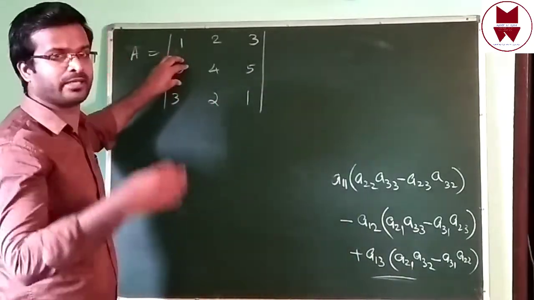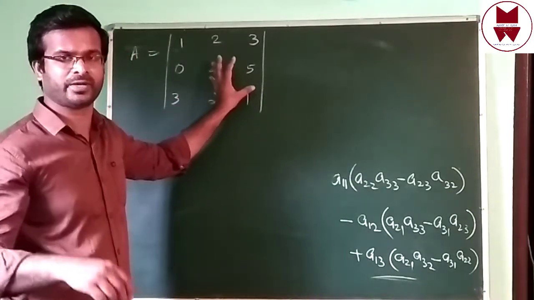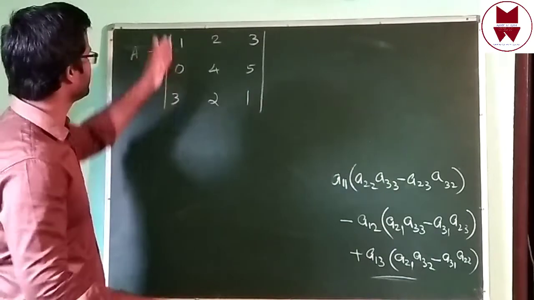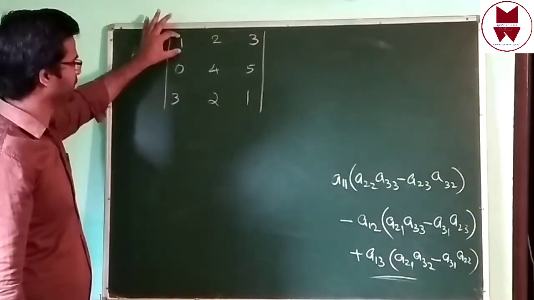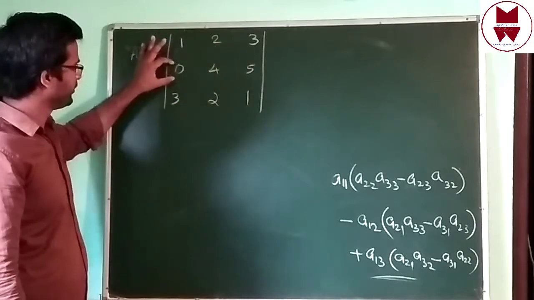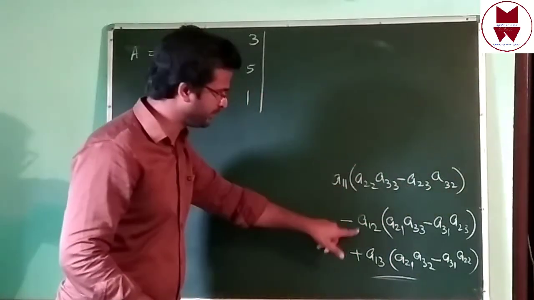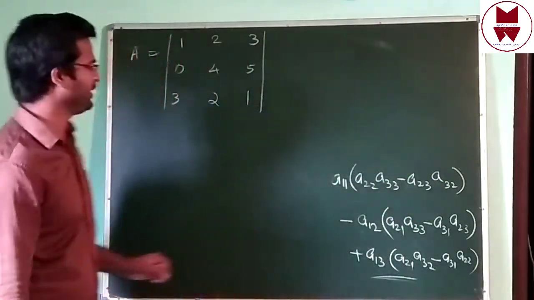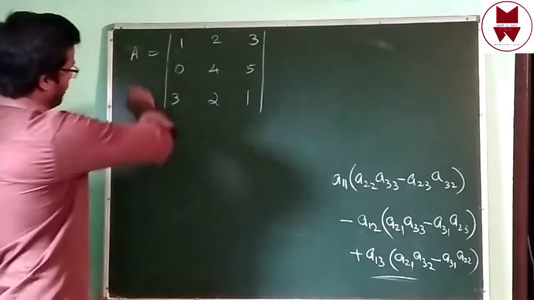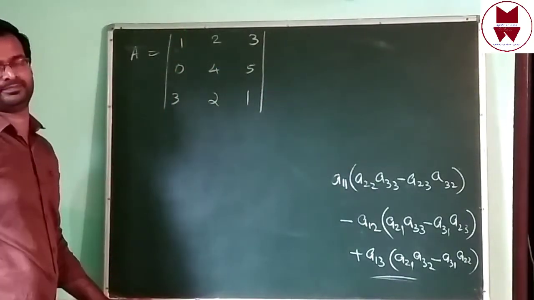Because the 0 term, one time no need to write. Then only 2 steps will come. Easily you can find it. Otherwise you can use the first column. If you use the first column also, with the 1 you have to do one term. With the 0, no need to do, because that term will automatically be 0. That means for this kind of question you have to use the second row, otherwise the first column.